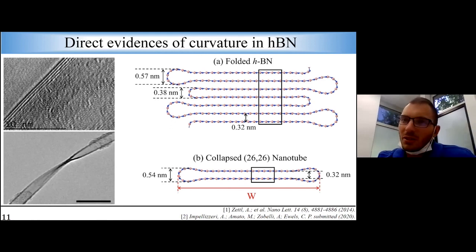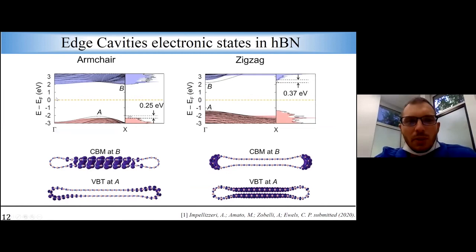The interesting point of this structure is found in the corresponding electronic properties. In fact, in this slide, we have compared the electronic band structure of the collapsed boron nitride nanotube, indicated here by a solid black line, with the electronic band structure of an infinite flat hexagonal boron nitride bilayer without edge cavities, here represented by the filled color spaces. By superposing the electronic band structures of these two systems with and without edges, it is possible to observe for the collapsed nanotubes the appearance of additional states in both valence and conduction regimes, depending on chirality.